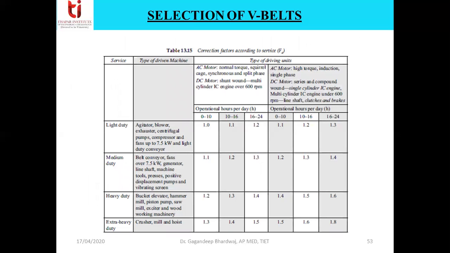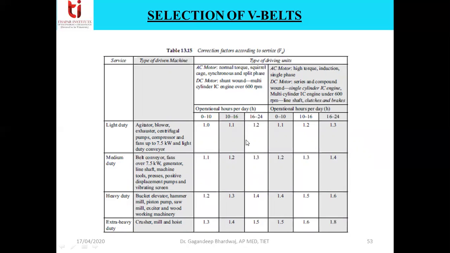Now in this case, the type of driving unit is given, that is induction motor, single phase, or DC motor, or multi-cylinder IC engine. Here also operational hours are given: 0 to 10, 10 to 16, 16 to 24, and type of duty. This application will be given to you in the numerical, whether it is used for a blower or centrifugal machine, and operational hours per day.